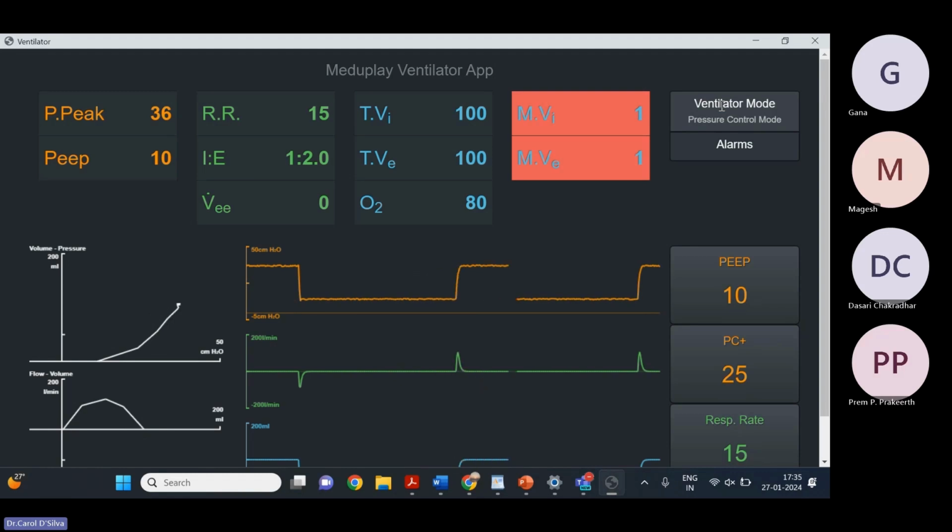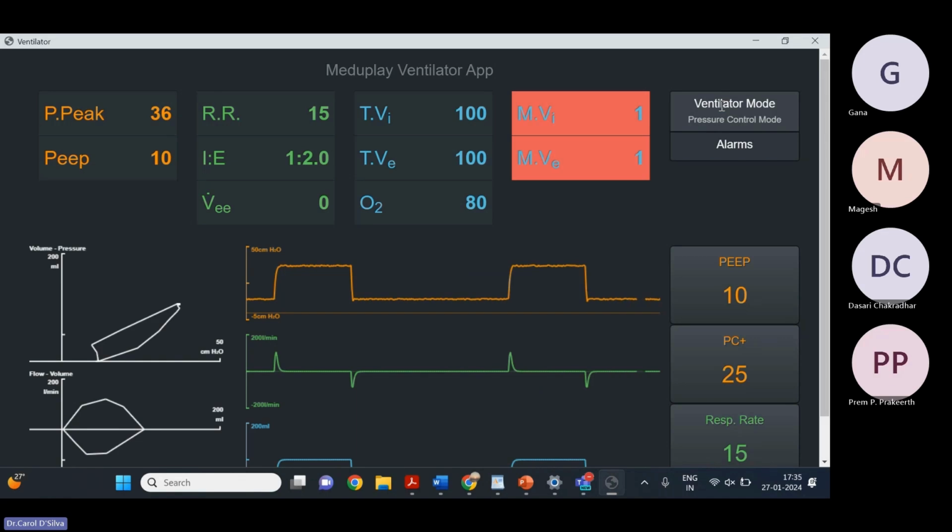So a typical example is if this patient suddenly has developed a pneumothorax, if the patient suddenly has a pulmonary edema, if this patient suddenly develops one side collapse with mucus plug. So all of these causes will cause this sudden drop in this thing.